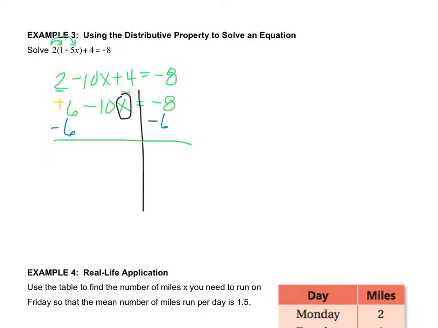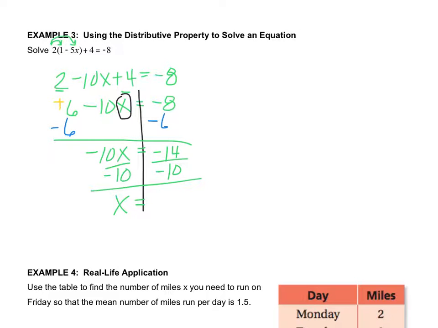Remember also to bring everything down. So the negative 10x, not just positive 10x, the negative or the subtraction comes down with it. On the other side, negative 8 minus 6 is negative 14. The next step, I see negative 10 times x. So I'm dividing by negative 10 to undo the times. That will leave me with the x, which is what we're looking for.